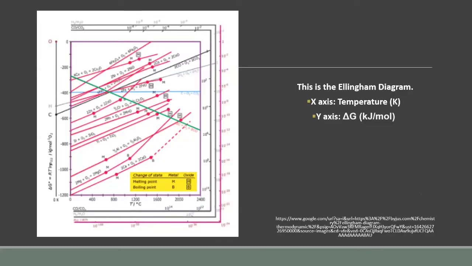So this is how the Ellingham diagram looks like. On the x-axis, we have temperature that is given in Kelvin. On the y-axis, we have delta G that is given in kilojoules per mole.